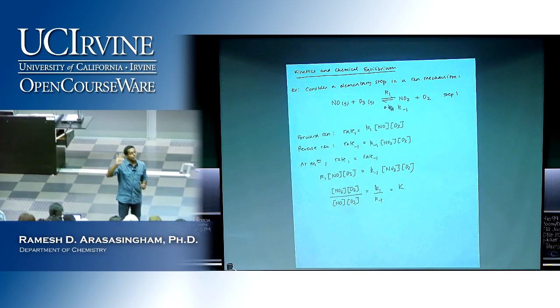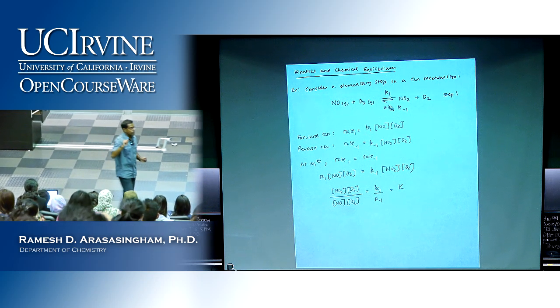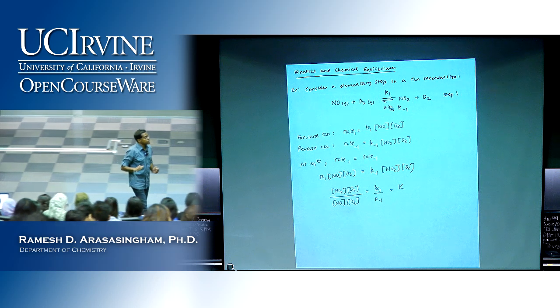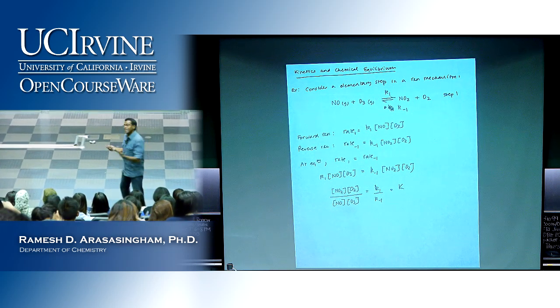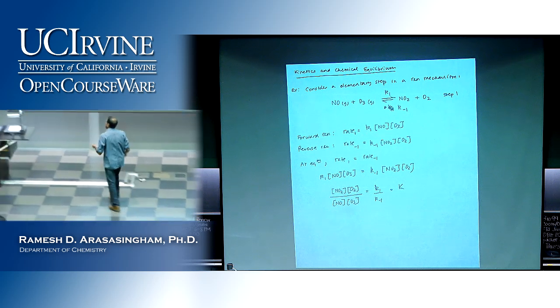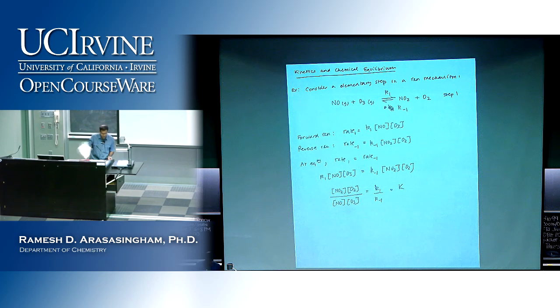And if you look at that, that's really the ratio between two constants, which is the rate constant for the forward reaction divided by the rate constant for the reverse direction. Does that make sense to everybody? So now let's take an example of a mechanism where we have an equilibrium involved as well.